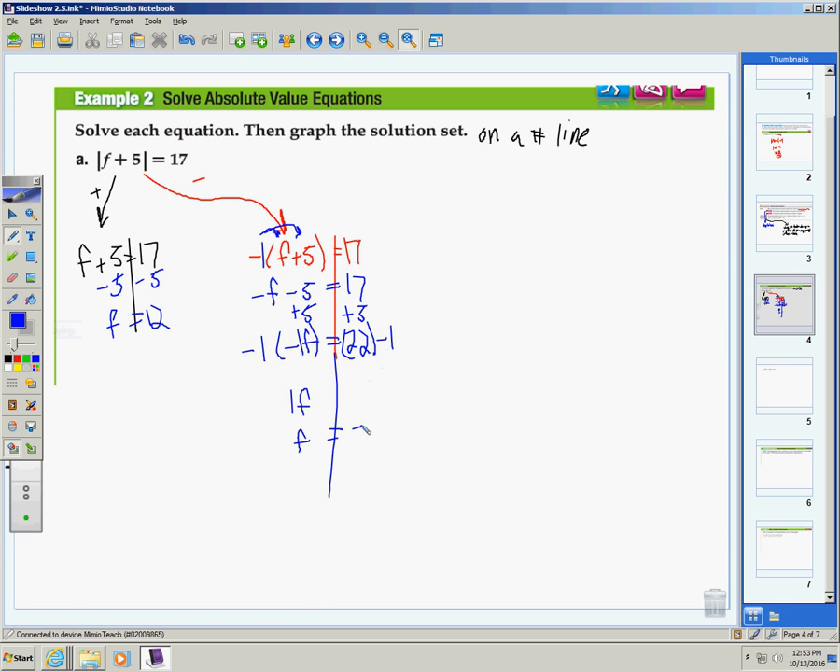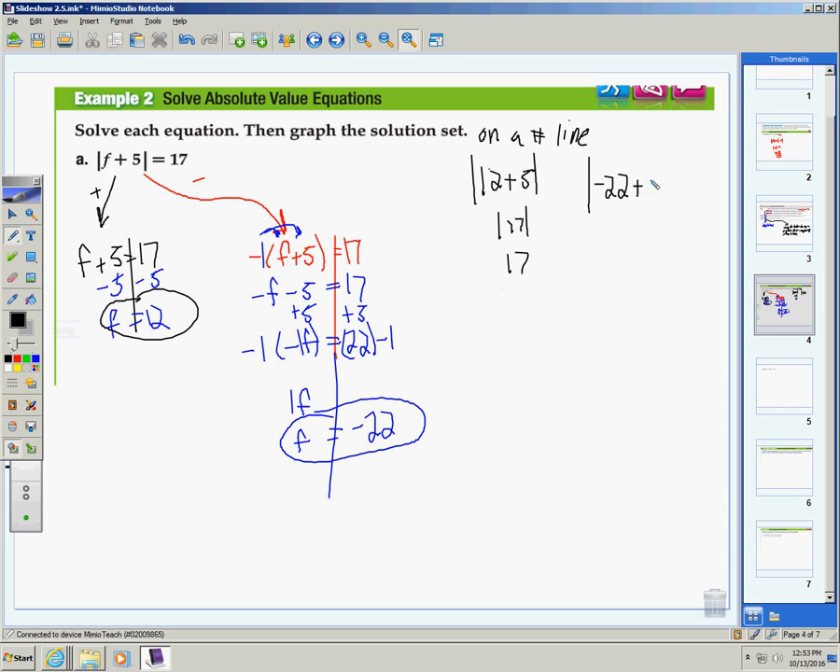Just to show you that these would both work, if I took my first answer, 12, the absolute value of 12 plus 5 is the absolute value of 17, which is just 17. If I take my second one, the absolute value of negative 22 plus 5, I get the absolute value of negative 17, which is just 17. So both of these work. They're both my right answer.